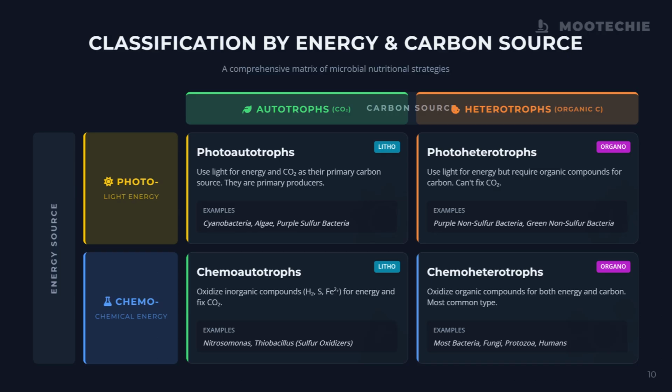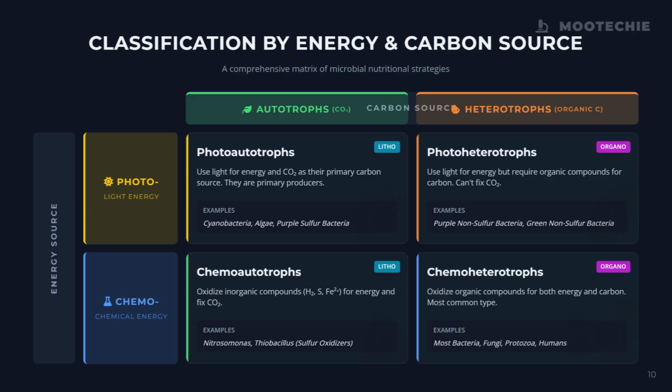The bottom left quadrant shows chemoautotrophs. They oxidize inorganic compounds for energy and fix CO2 for carbon. Nitrosomonas and sulfur-oxidizing bacteria like thiobacillus fit here. Finally, the most common type, found in the bottom right, are chemoheterotrophs. They oxidize organic compounds to obtain both energy and carbon. This group encompasses most bacteria, all fungi, protozoa, and even animals like humans. The remaining values in the table follow the same logical pattern, clearly showing how energy source and carbon source combine to define a microbe's lifestyle.